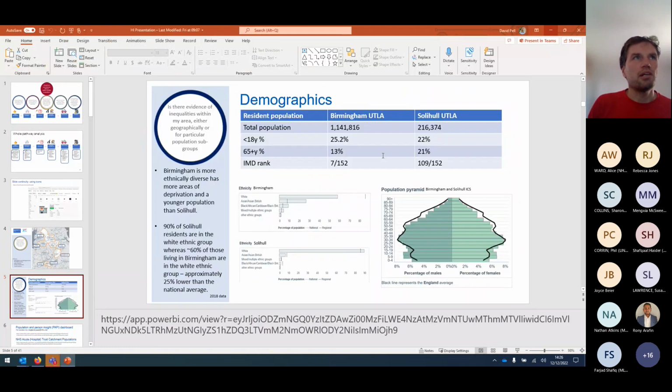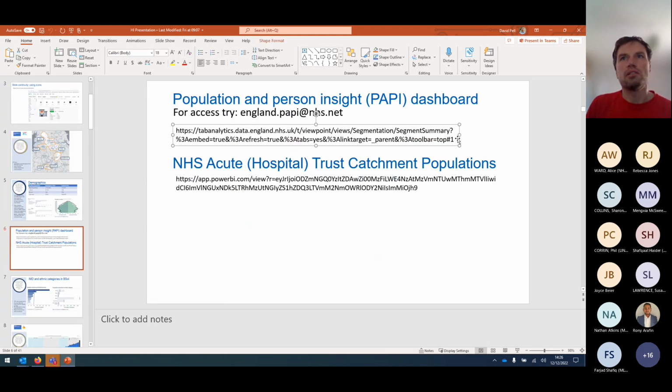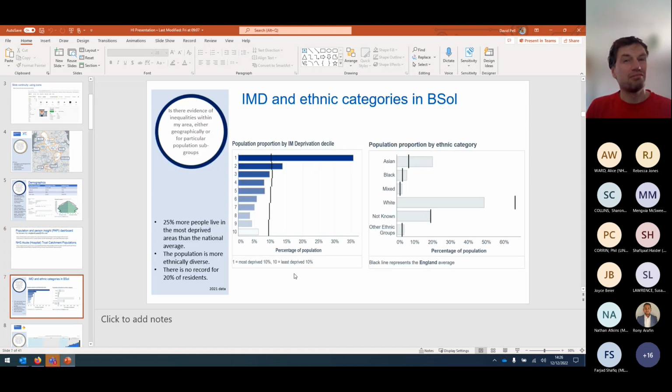And then back to my slides. Hopefully you can still see that. Okay, cool. Yeah, the links are there. Don't know. Maybe somebody else could do that because it's a bit tricky to do what I'm doing.